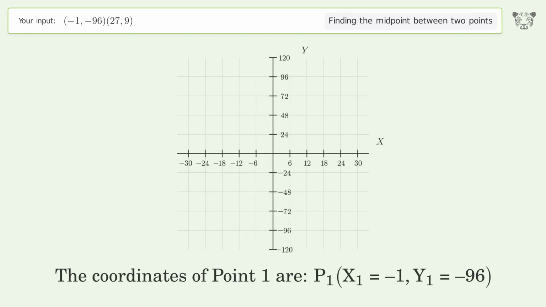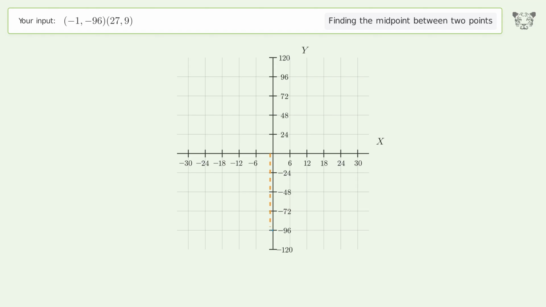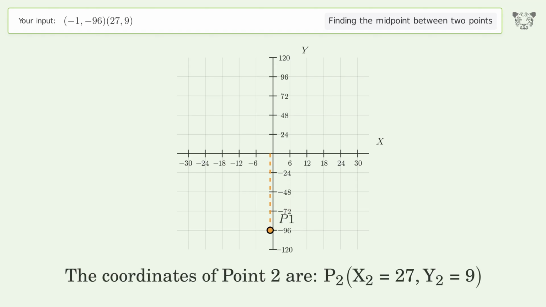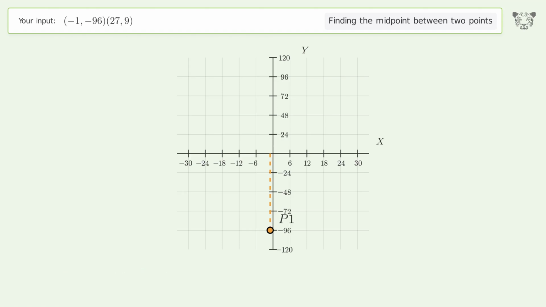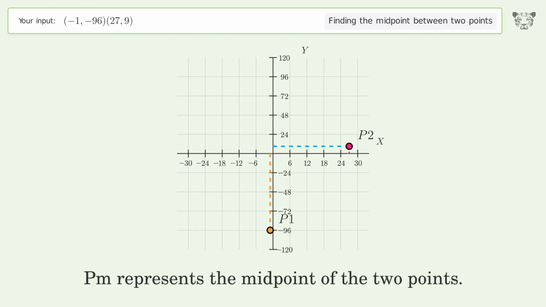The coordinates of point 1 are, x1 equals negative 1, y1 equals negative 96. The coordinates of point 2 are, x2 equals 27, y2 equals 9. PM represents the midpoint of the 2 points.